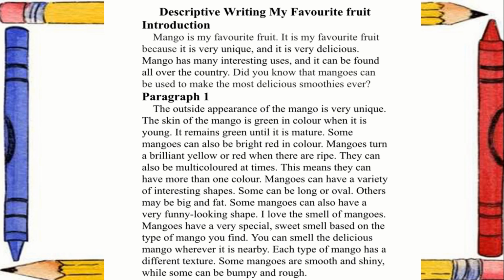Mangoes can have a variety of interesting shapes. Some can be long or oval. Others may be big and fat. Some mangoes can also have a very funny looking shape. I love the smell of mangoes. Mangoes have a very special, sweet smell based on the type of mango you find. You can smell the delicious mango wherever it is nearby. Each type of mango has a different texture. Some mangoes are smooth and shiny, while some can be bumpy and rough. So notice how we used a lot of descriptive words here to talk about the outside appearance. All right, let's move on.